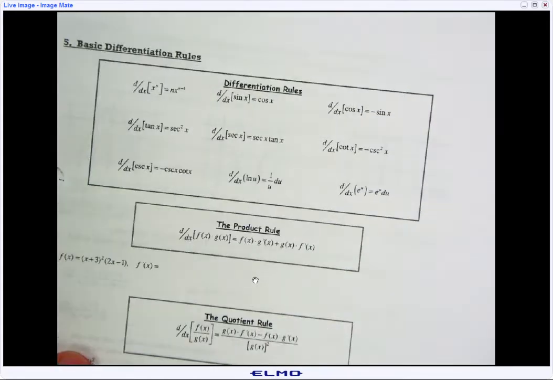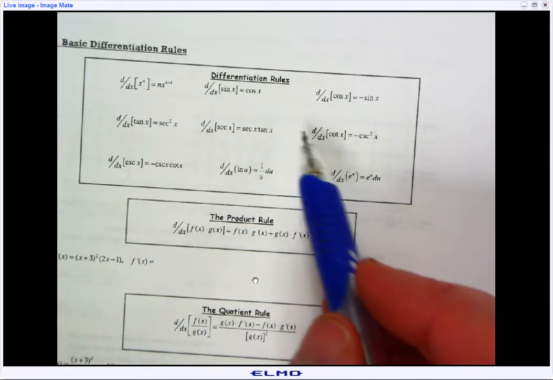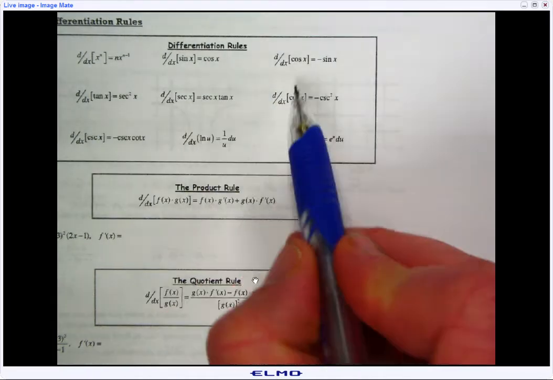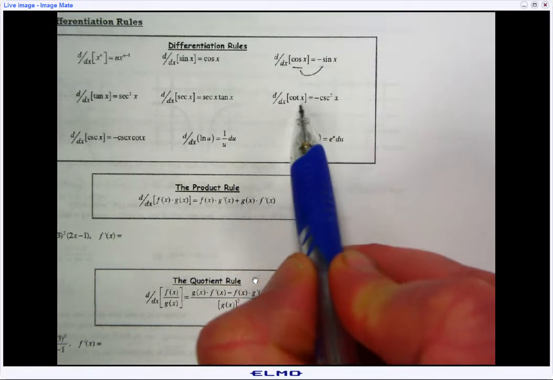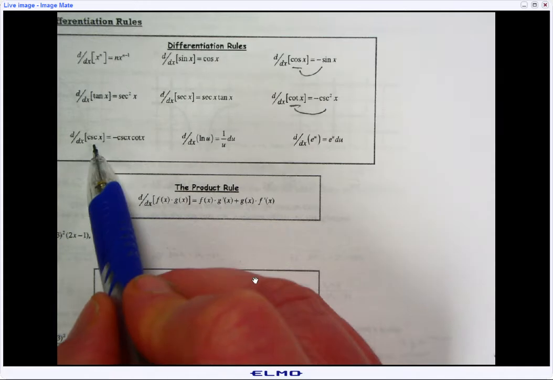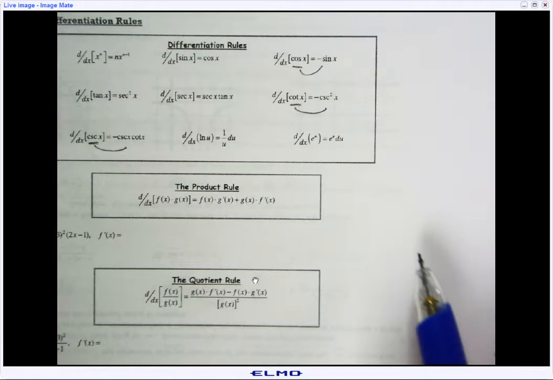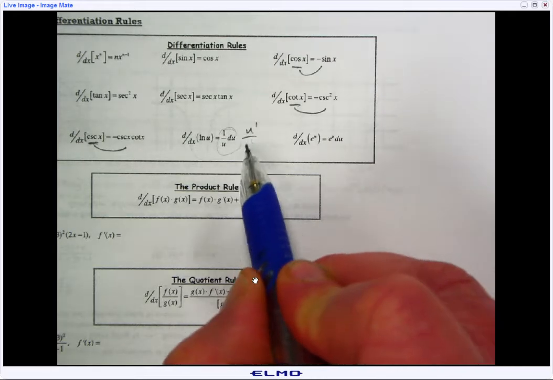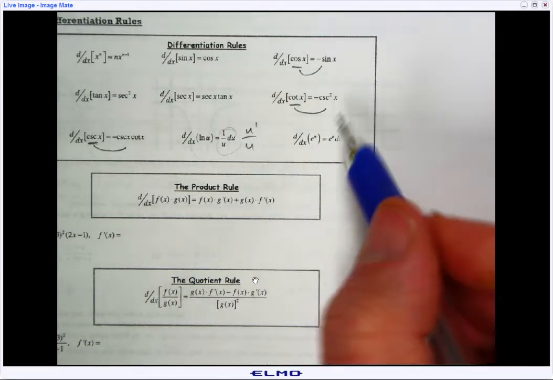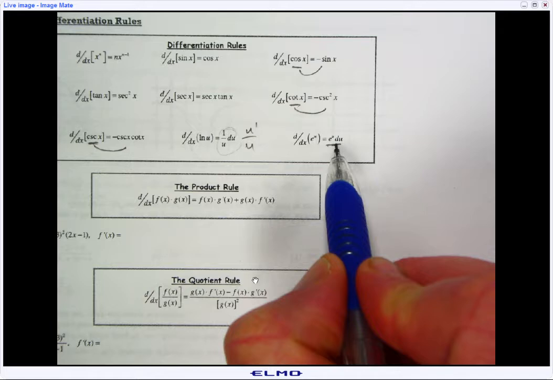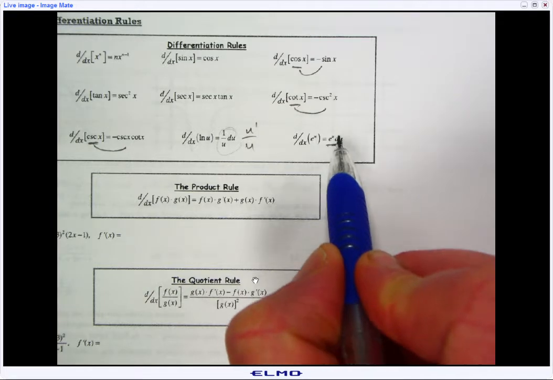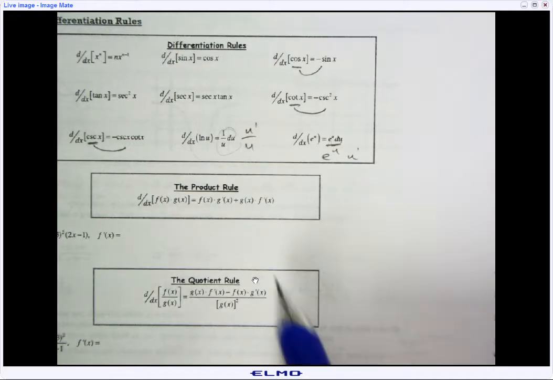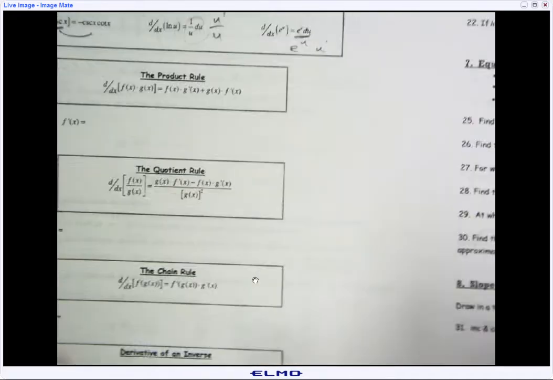Basic differentiation rules. These are ones that we memorized. We took a quiz on. Product rule, quotient rule, all these. Remember, all of the co's are negative. Any co is negative. Natural log is u prime over u is how we usually said. That's what the du is, but u prime over u. And always remember that when you take the derivative of e to the u, it's e to the u times u prime, du. Product rule, quotient rule, chain rule.